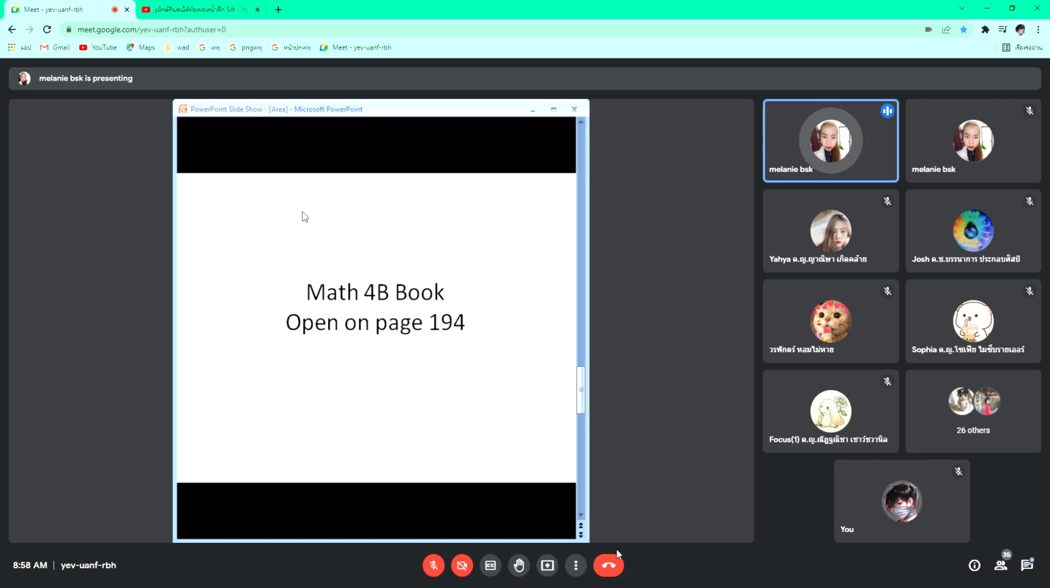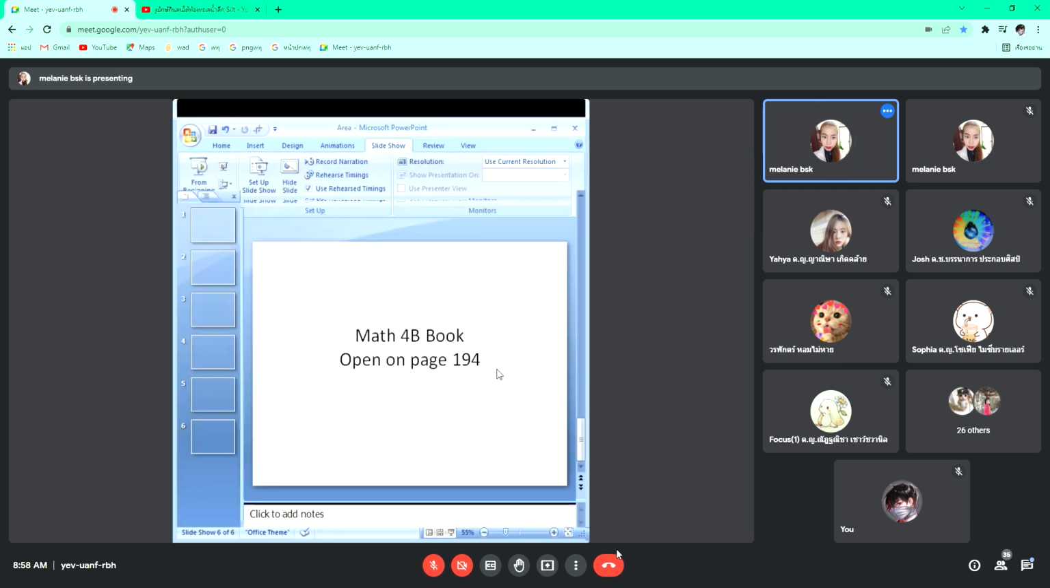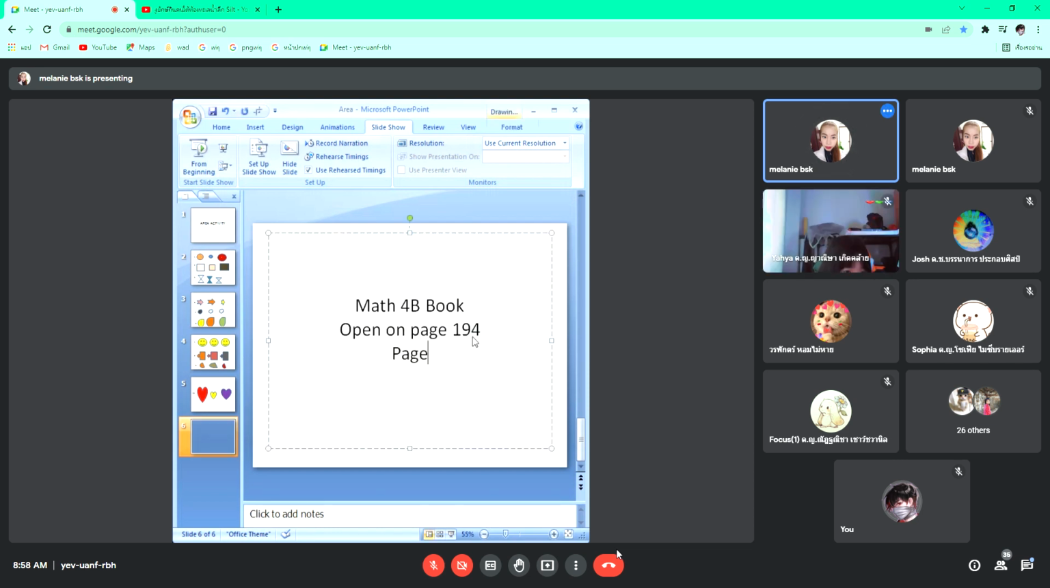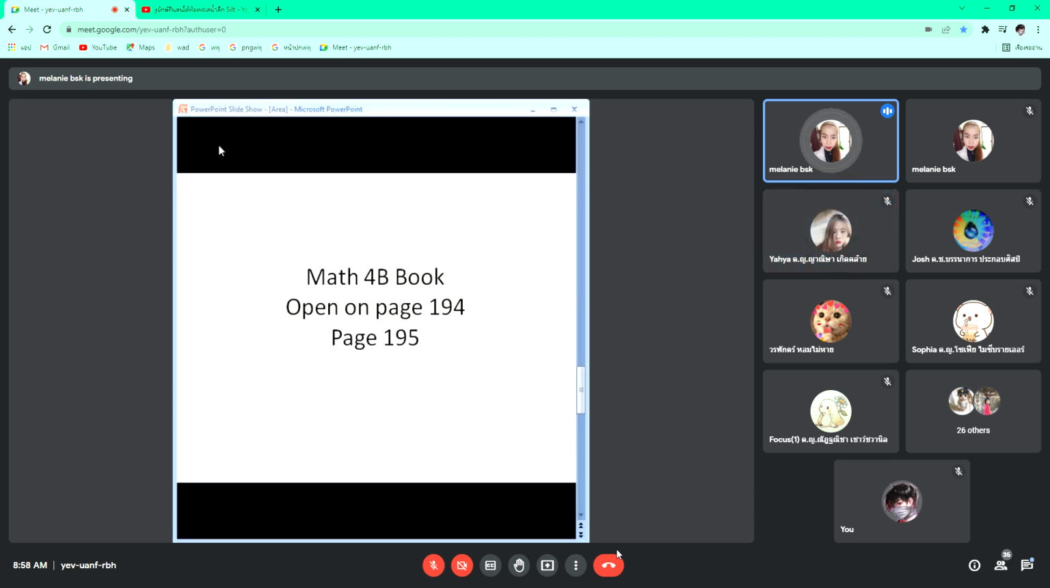Okay, next we're going to move on with page 195, children. So it says in here, you're going to color the shapes. We have the clouds, we have the oval, we have the triangle, we have the circle, and then the squares and the others. Okay, so you're going to color them inside the rectangles. Then you answer question 7 and 8.